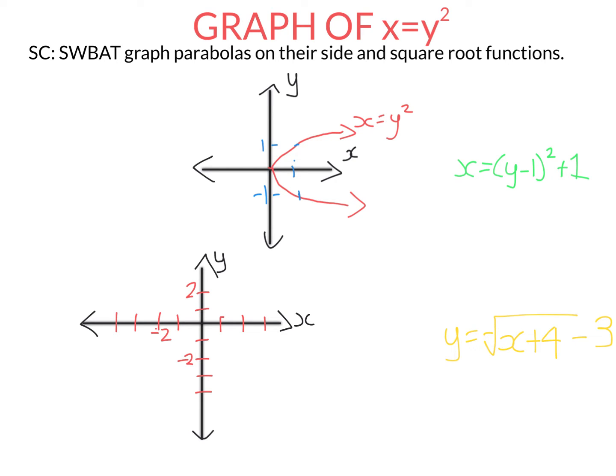Thank you so much for tuning into this video in which we will examine the graph of x equals y squared. So predictably, this is like y equals x squared, the parabola that goes like this, except we've switched the x's and the y's around. So x equals y squared is basically a parabola on its side.